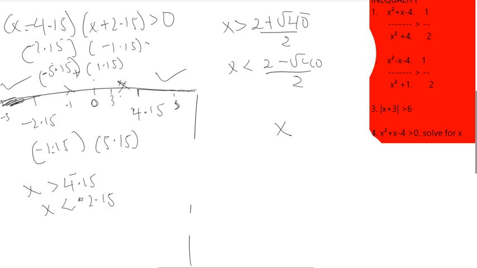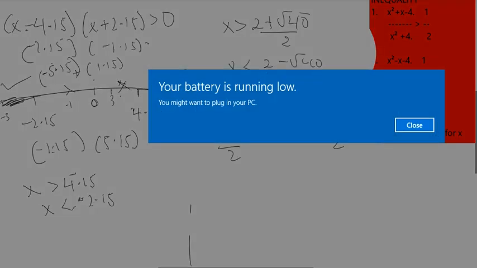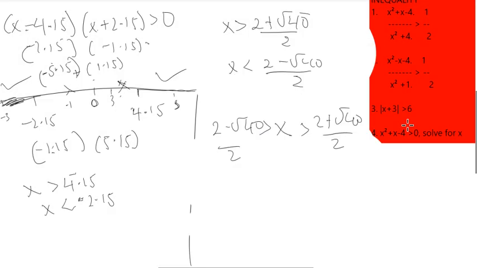So we'll put our x here. For this one, that's 2 minus root 40 over 2, and x is greater than 2 plus root 40 over 2. And this is our final answer. So you can see this is very, very simple, right? It might take a little bit of time, but it is very simple.